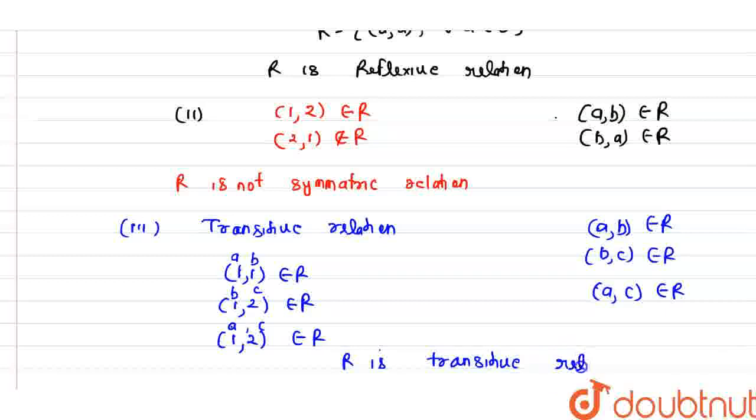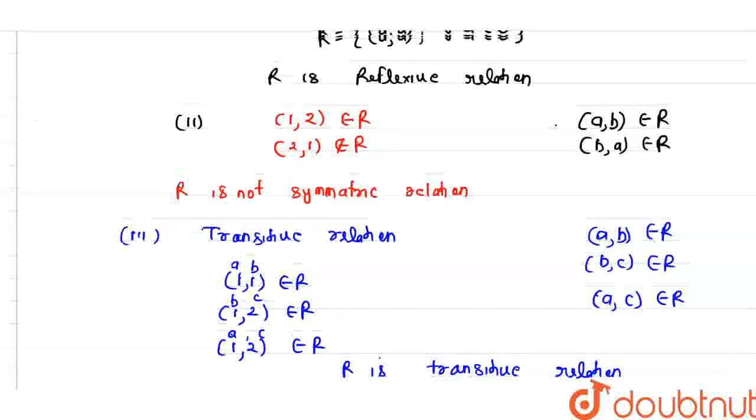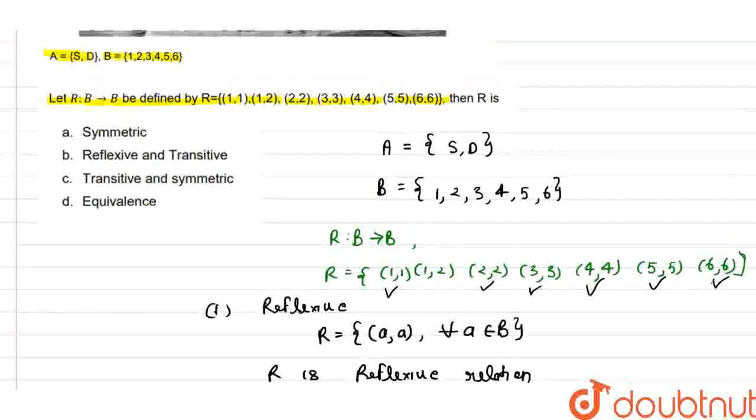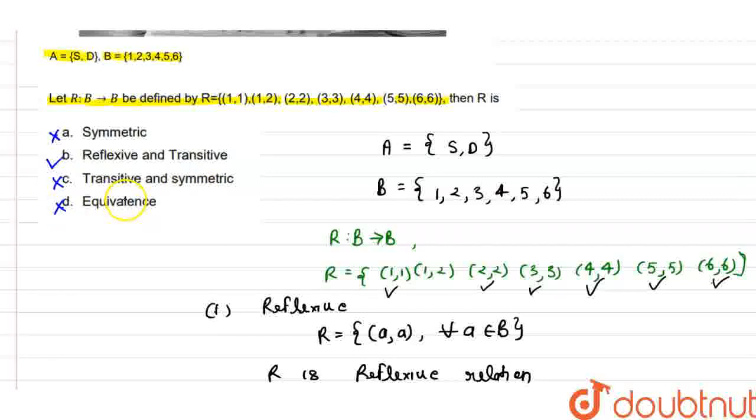So here we find the given relation is a reflexive and transitive relation, but not a symmetric relation. Option C says the given relation is transitive as well as symmetric, so this is also wrong. And the relation is not an equivalence relation, because an equivalence relation must be reflexive, symmetric as well as transitive. So option B is the only right answer. Thank you.